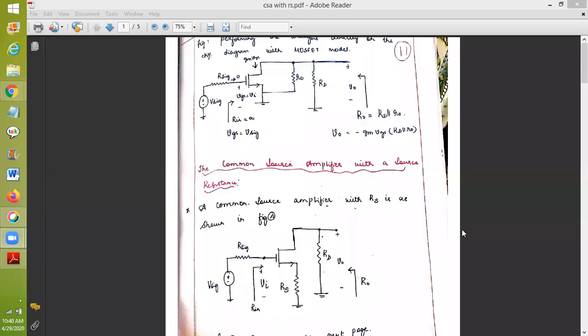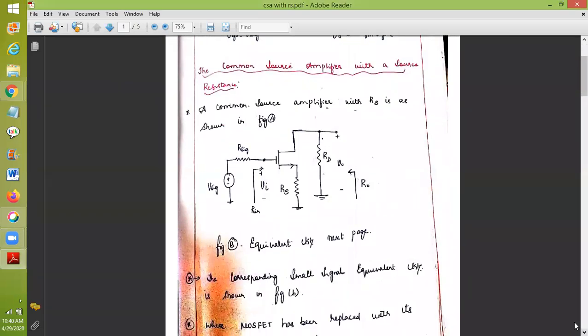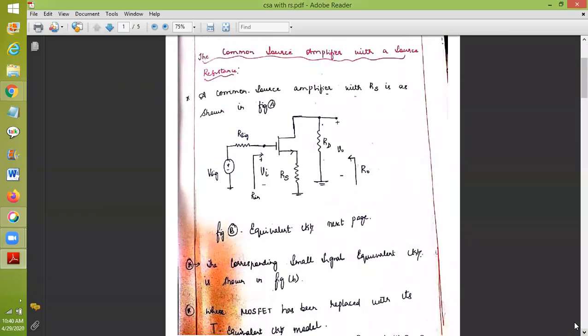Now, today we shall start with the new topic, that is the common source amplifier with the source resistance. What we are doing here, for the common source amplifier, we are attaching the source resistance. So very important. Today we are starting with a new topic, the common source amplifier with the source resistance. We are placing a source resistance to the source terminal.